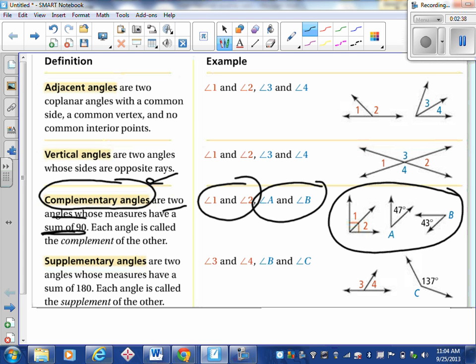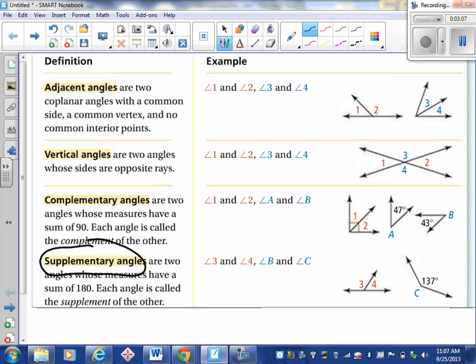So if I have angle 1 and angle 2, this symbol right here is my right angle, which tells me it's a 90-degree angle. If I have two angles that add up to 90 degrees, they're called complementary. Same thing with example A and B. This angle's 47, this angle's 43. If I add them together, I get 90.